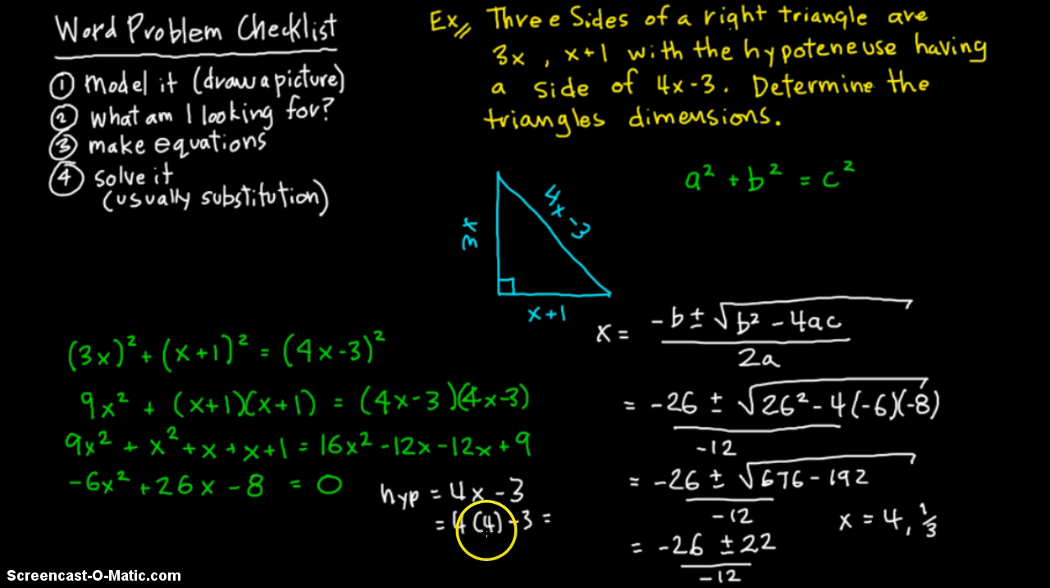What do I get out of that? I'm going to get 16 minus 3. 16 minus 3 is 13. Looks really good. Okay, what about the other one? That would be 4 times a third minus 3. 4 times 1/3 is 4 over 3, and that's 1 1/3. 1 1/3 minus 3 is going to equal a negative, I don't even need to work it out. This is going to end up being a negative number.